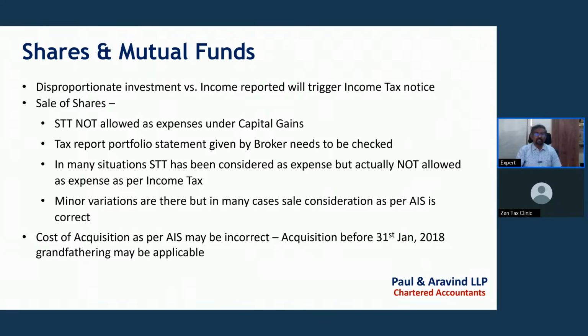With respect to sale of shares, one important aspect that we practically see is that the profit and loss statement given by your broker considers your STT paid as an expense, whereas under capital gains that is not allowed as an expense. Therefore, you need to properly verify your AIS with your broker statement, compute the profit or capital gain as per the income tax provisions, and then duly report it. Cost of acquisition may be incorrect in some situations where the acquisition is made before 2018. Then report those in your AIS.